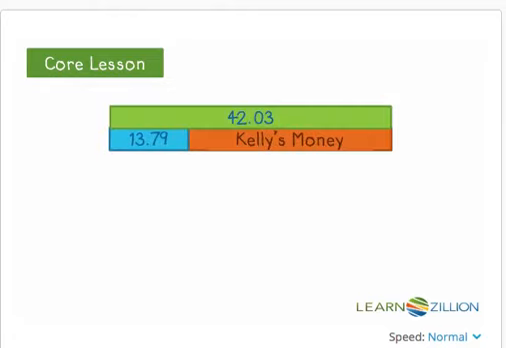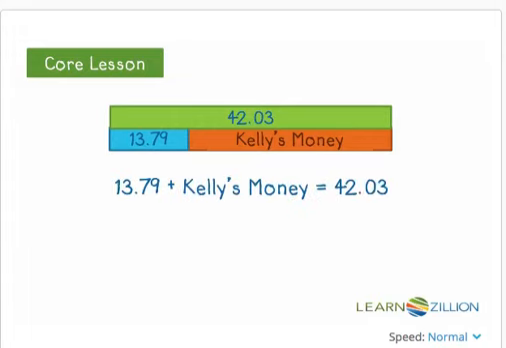The bar model created for this situation will help us write an equation. Remember, an equation must have the same value on both sides of the equation. Using these equal sized bars will help. We can see that $13.79 and Kelly's money is the same value as $42.03. So we could write this as $13.79 plus Kelly's money equals $42.03.